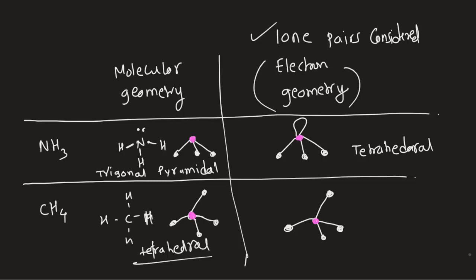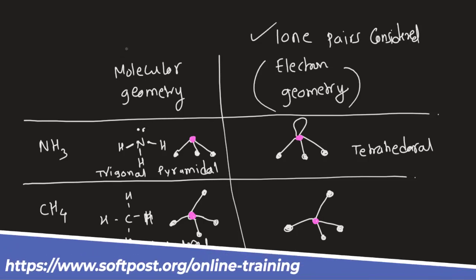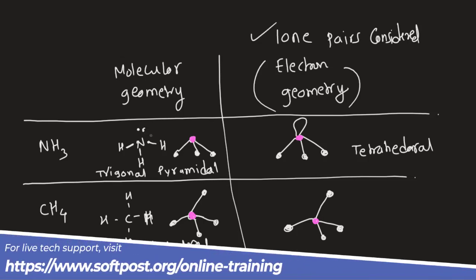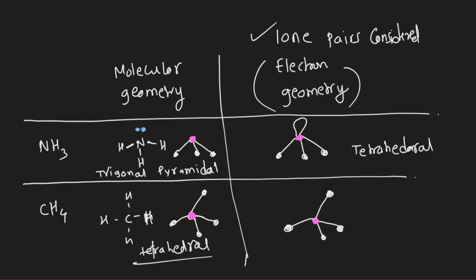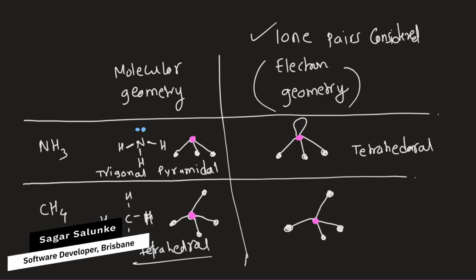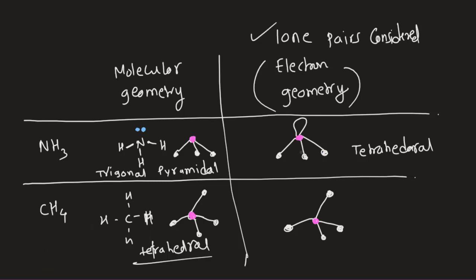In this video, I will explain the difference between molecular geometry and electron pair geometry or lone pair geometry. So in the molecular geometry, we do not consider the lone pairs that exist in the central atom. For example, in NH3, we have this lone pair. So we do not consider that lone pair when drawing the geometry for the molecules in molecular geometry. But in the electron geometry, we do consider that electron pair. Lone pair is considered, and based upon that we draw the geometry.